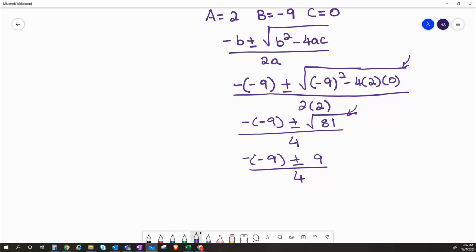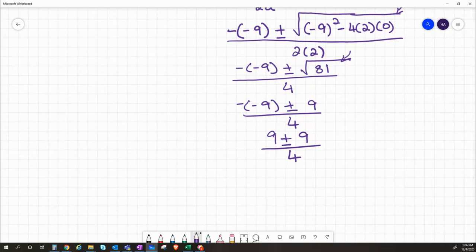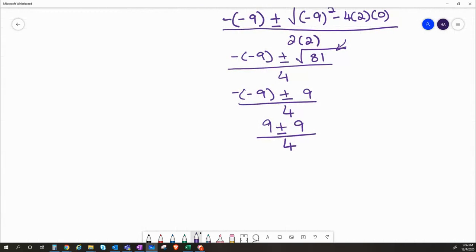So what's negative times negative 9? It's simple. It's just 9. 9 plus or minus 9 over 4. Now, as I told, it has to be differentiated into two parts. One is the minus and one is the plus. So 9 plus 9 over 4 is 18 over 4. That is 9 over 2, and that can be simplified into 4.5. So 9 over 2 equals 4.5.